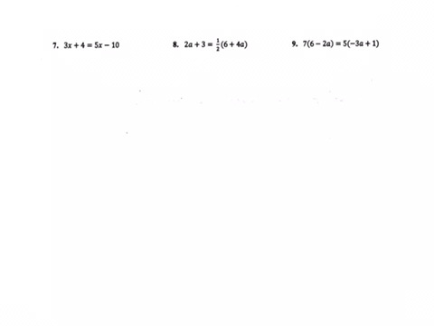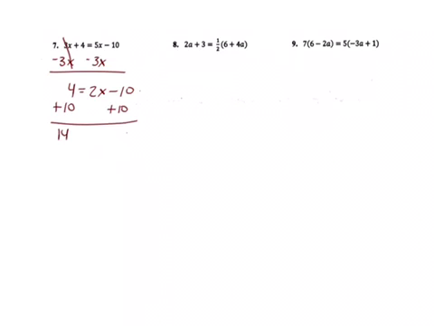Question 7, 3x plus 4 equals 5x minus 10. We've got variables on both sides, so we're going to gather our variables on one side, constants on the other. So I'm going to start by subtracting 3x from both sides. So now we've got 4 equals 2x minus 10. Now I'll add 10 to both sides. I've got 14 equals 2x. My last step will be to divide by 2. And I get x equals 7.